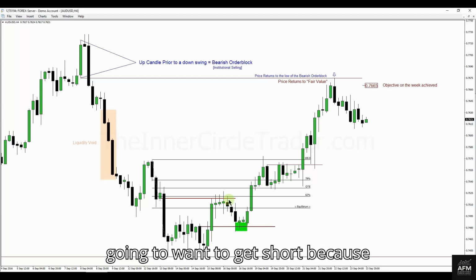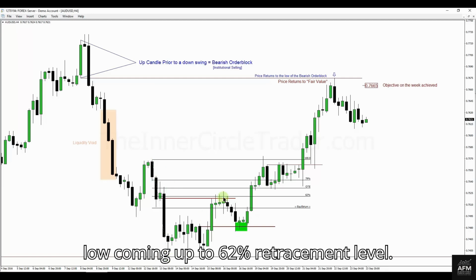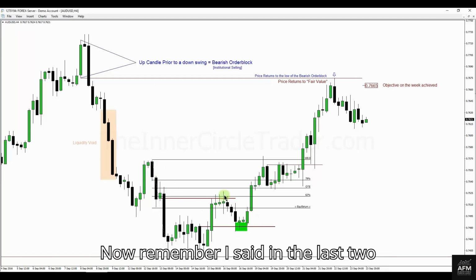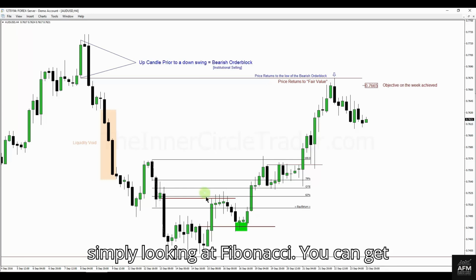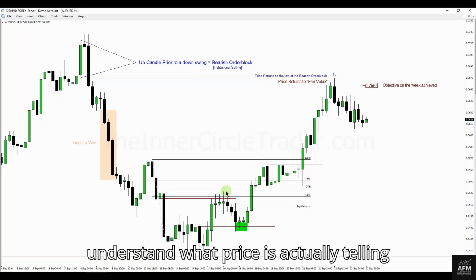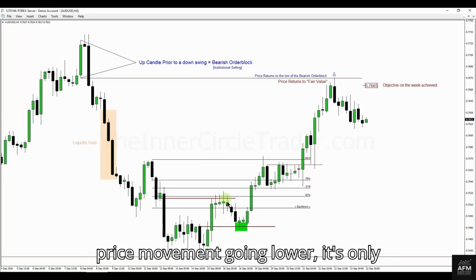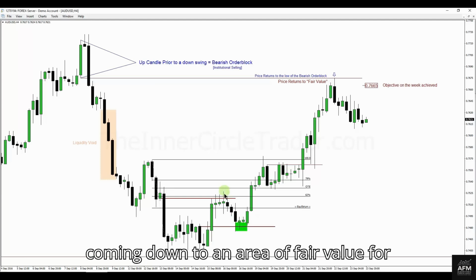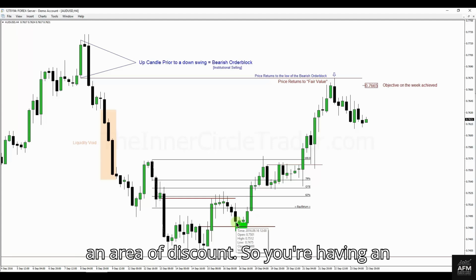Traders on a retail level, they're going to see this as a selling point. They're going to want to get short because they're going to see this high to this low coming up to 62% retracement level. Remember, I said in the last two sessions, it's not enough to simply look at Fibonacci. You can get tripped up in Fibonacci if you don't understand what price is actually telling you. So getting short here is not what you want to do. Even though you've seen price movement going lower, it's only coming down to an area of fair value for the market makers to accumulate longs in an area of discount.